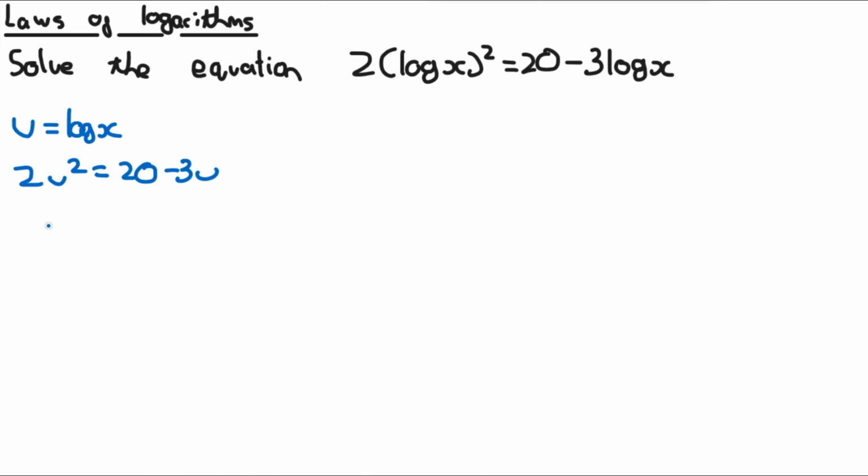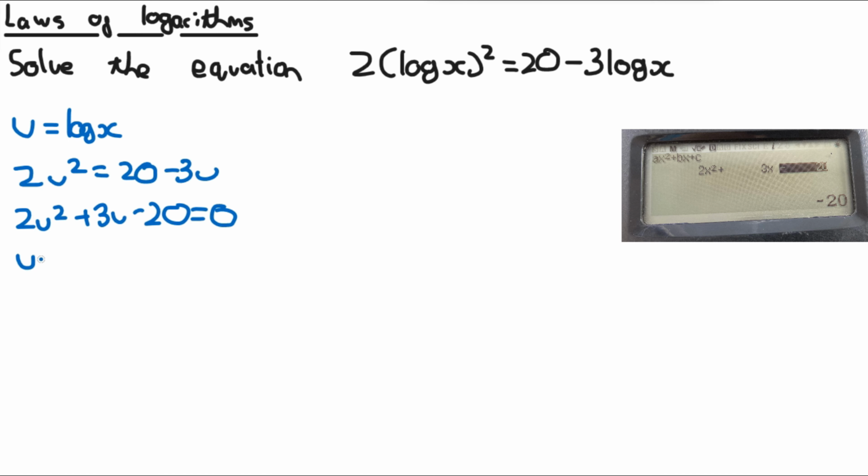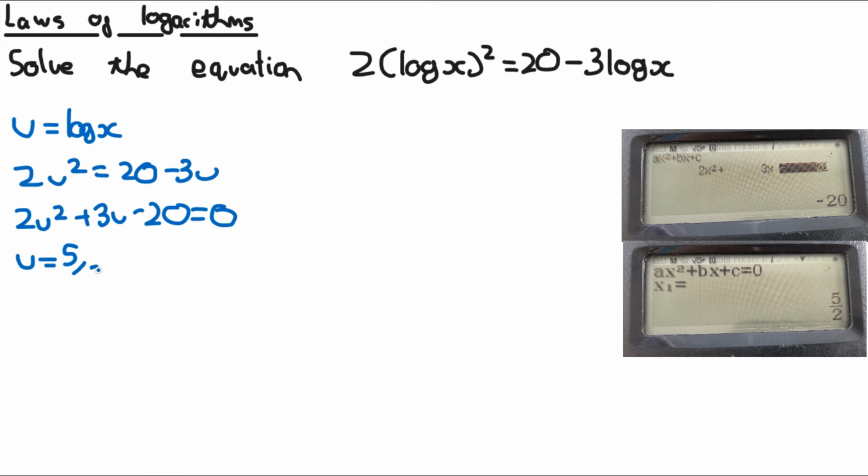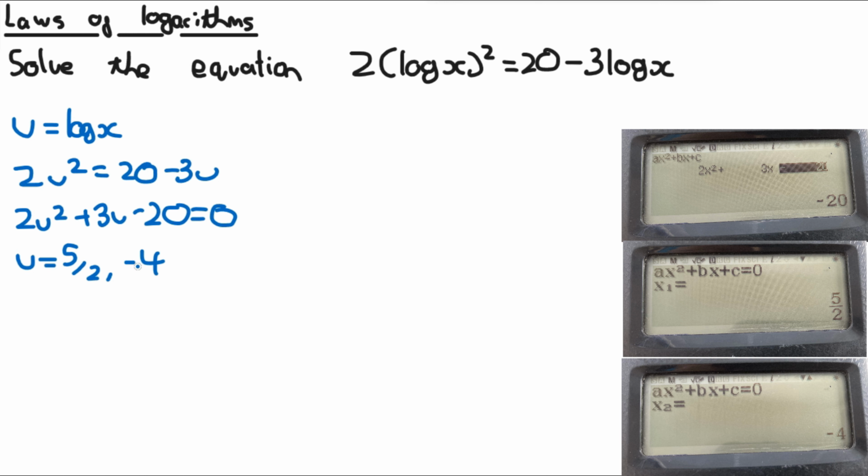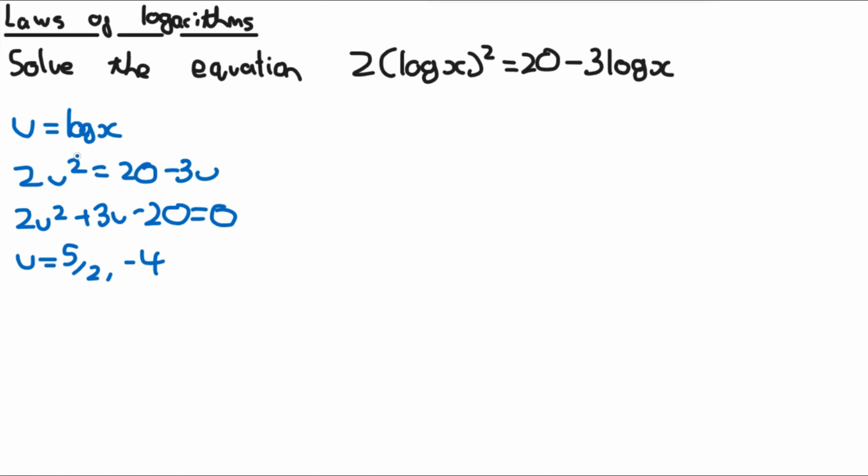Move this onto the other side to get 2u squared plus 3u minus 20 is equal to 0, and then we can solve this quadratic. I'm just going to use a calculator to do it, and say that u is equal to 5 over 2 and minus 4. So as u is equal to 5 over 2 and minus 4, therefore log x is equal to 5 over 2 and minus 4, and then we can just solve it from here.